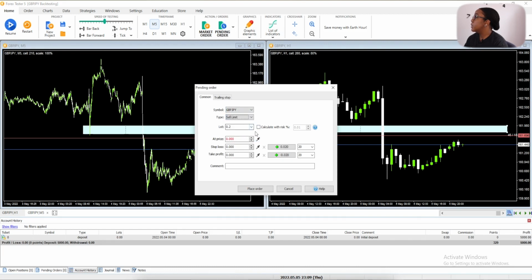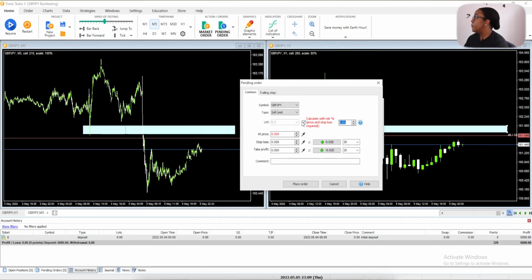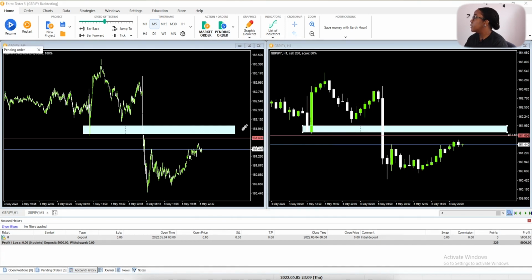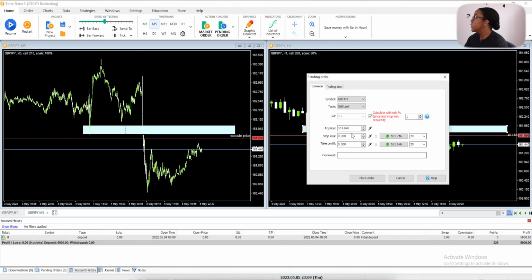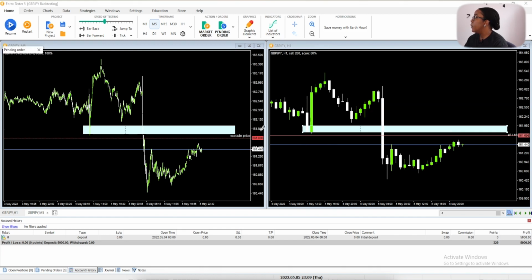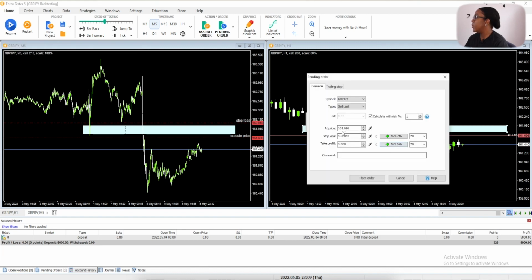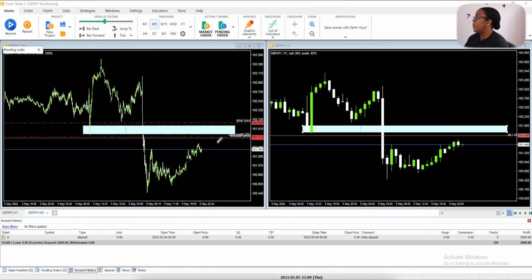Let's do that. We're going to calculate based on 1% risk. So I would say at price, right here, stop loss I would want above the zone for sure, just to give price space to breathe. If it ends up getting above this zone, then I definitely wouldn't want to be in it. And then my take profit, I'd be looking for price to re-enter this area because it could be creating a new demand here.